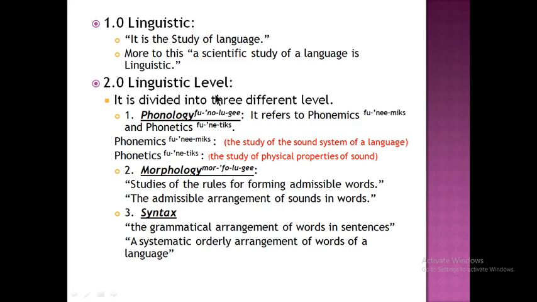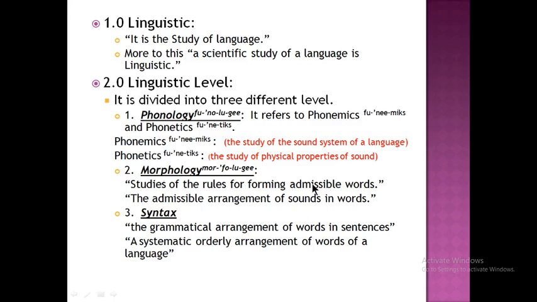Okay, so in linguistics, there are some different levels. These levels are three. The first one is phonology, the second is morphology, and the third is syntax. These are the different levels of linguistics. One by one we will go through them all. First one is phonology. What is phonology? It refers to phonemics and phonetics. Phonology is the combination of phonemics and phonetics. Do not get confused about phonemics and phonetics. What phonemics is, the study of the sound system of a language. But the study of the physical property of sound of a language is phonetics. So when you study these two together, it becomes phonology.